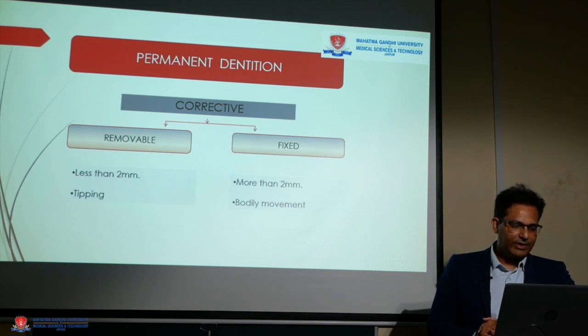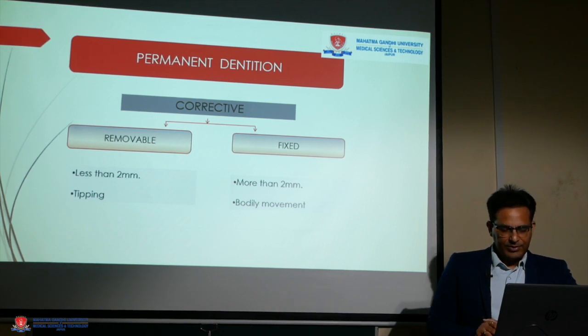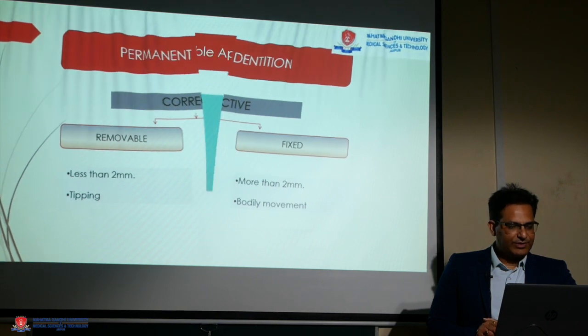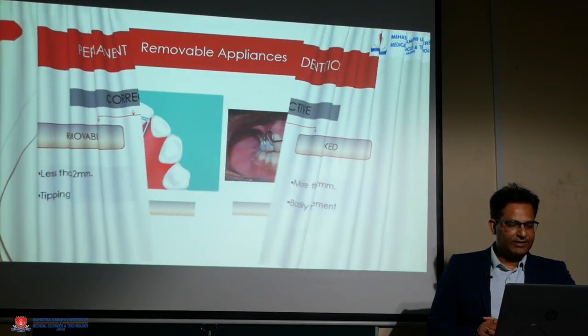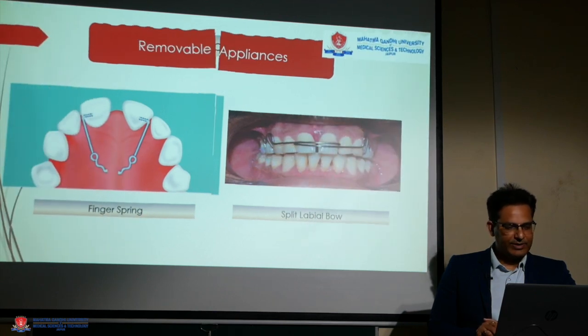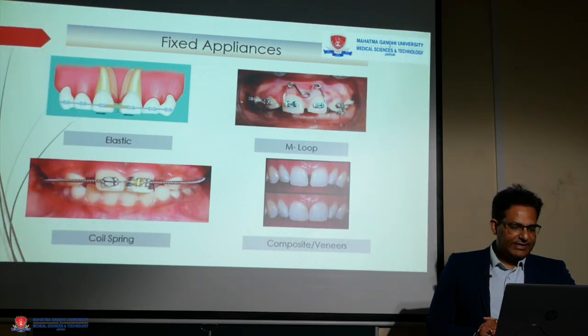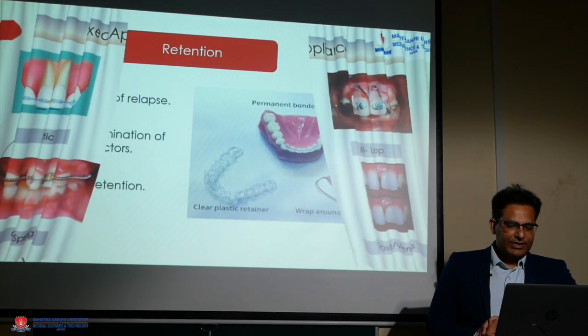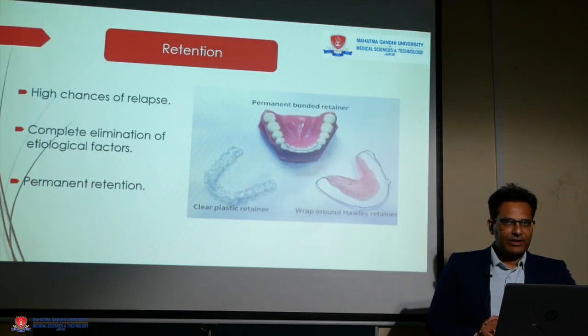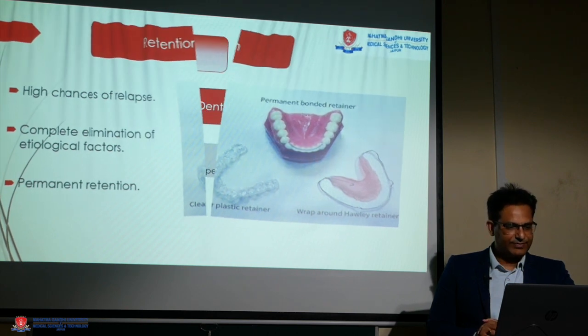Removable appliances are used whenever tipping is required and the diastema is less than 2 mm. In case the diastema is more than 2 mm and bodily movement is required, then fixed appliances are used. With removable appliances, we can utilize the finger spring or the split labial bow for the correction of midline diastema. With fixed appliances, we use adjunctive forces by means of elastics, M loops, coil springs, and in fact without orthodontic treatment by building up the tooth surfaces with composites and veneers. Retention: again, this is a very easy malocclusion to treat, but there are very high chances of relapse. First and foremost is the complete elimination of etiological factors, and the cases go for permanent retention.